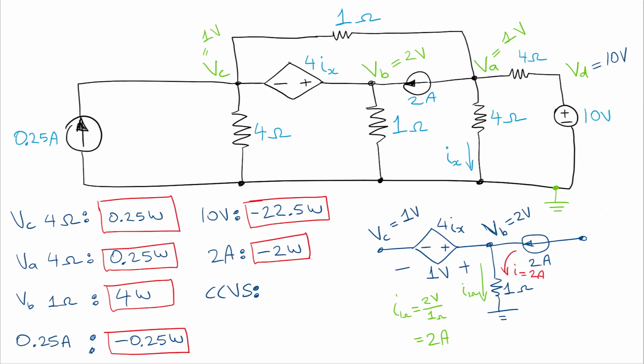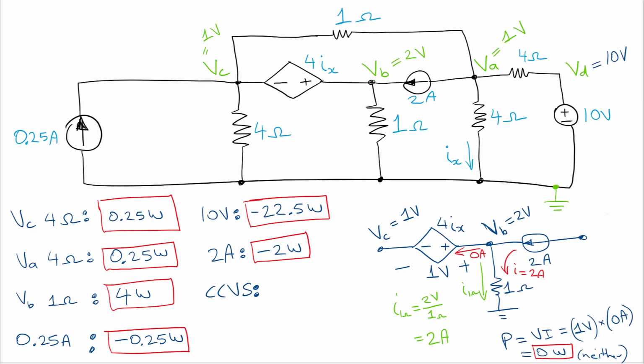Okay, so we have all of the current flowing into that 1 ohm resistor. So that means that we have 0 amps flowing through the current controlled voltage source. So that's a super interesting result.